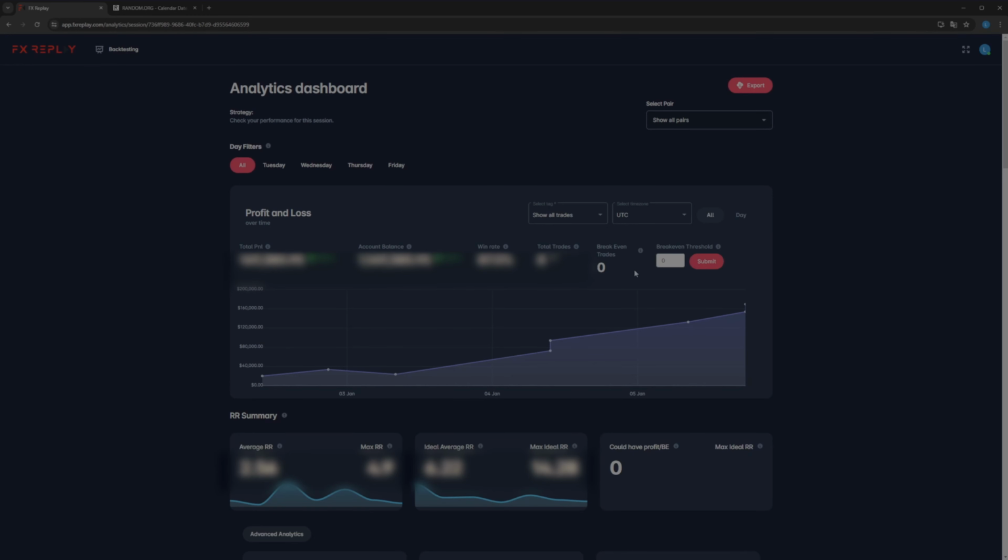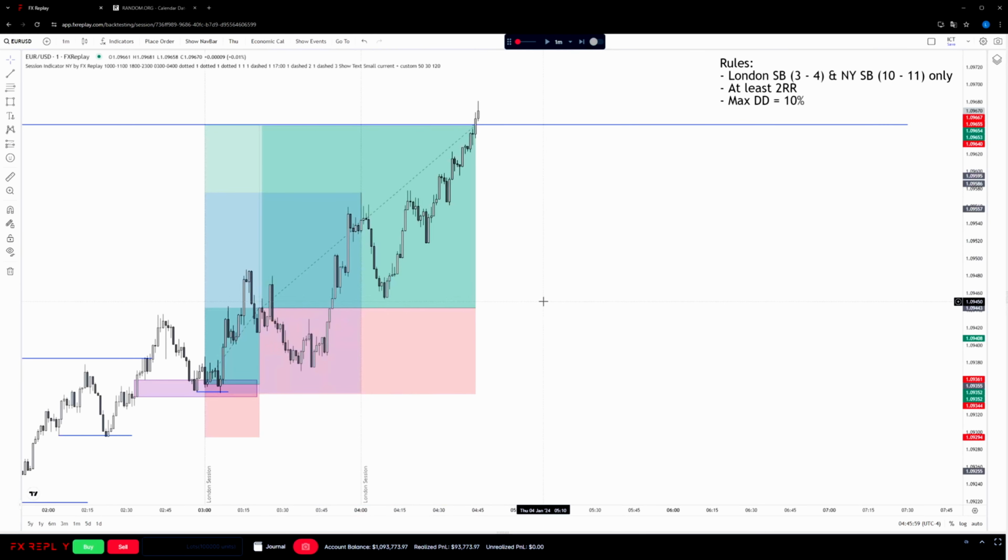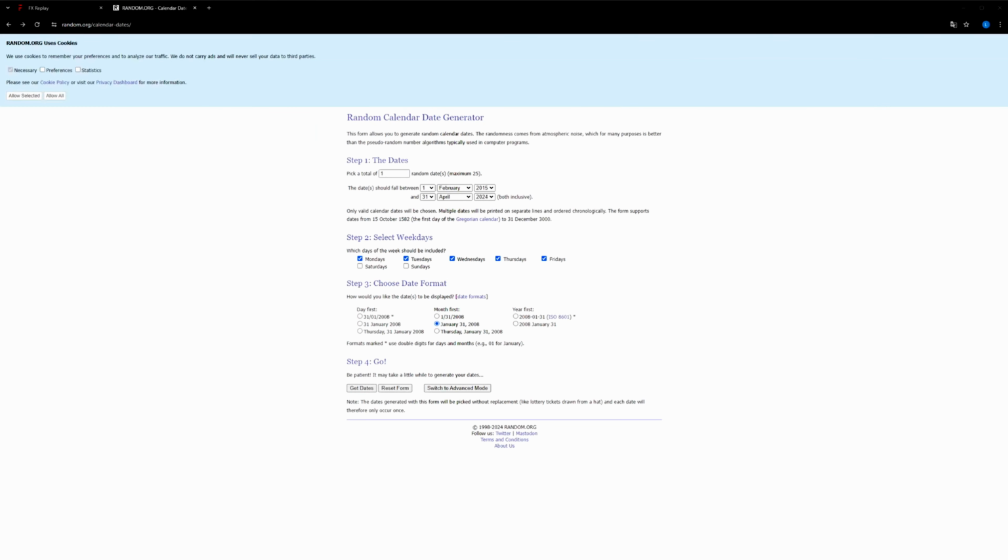Those are really, really beautiful stats. And there we go. Price perfectly delivers to our target. Amazing, amazing execution here.